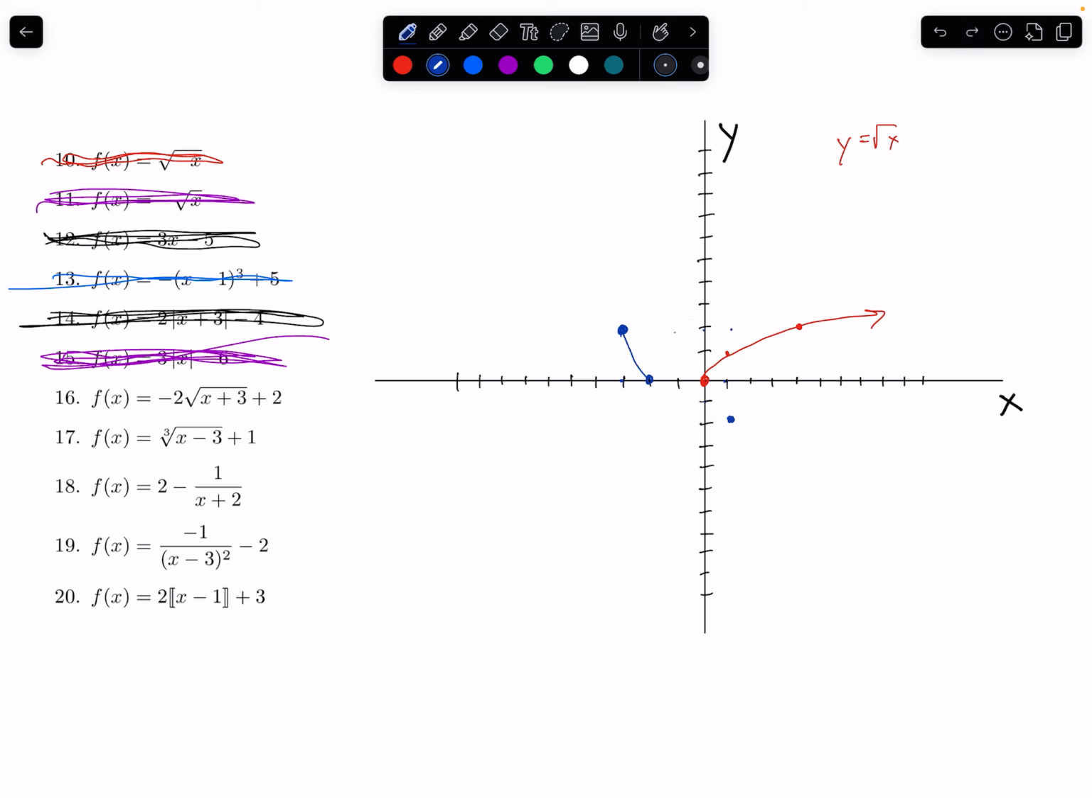So now connect those dots. And there it is. Something like that. So the blue is the end result after the transformations were applied to the red being the original. 16 done.